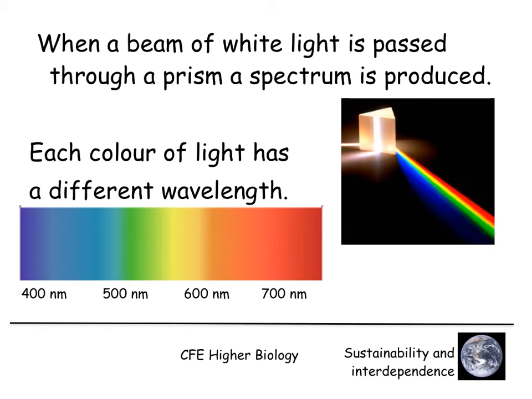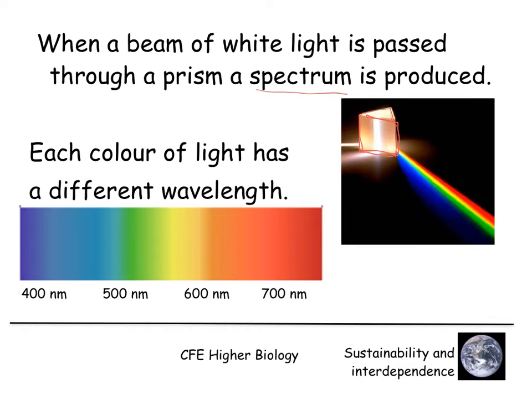When we put a beam of white light through a prism, something that is called a spectrum is produced. By a prism, what we mean is this kind of plastic or glass triangular item, and it splits the light up into the different colours. So you see your rainbow colours.